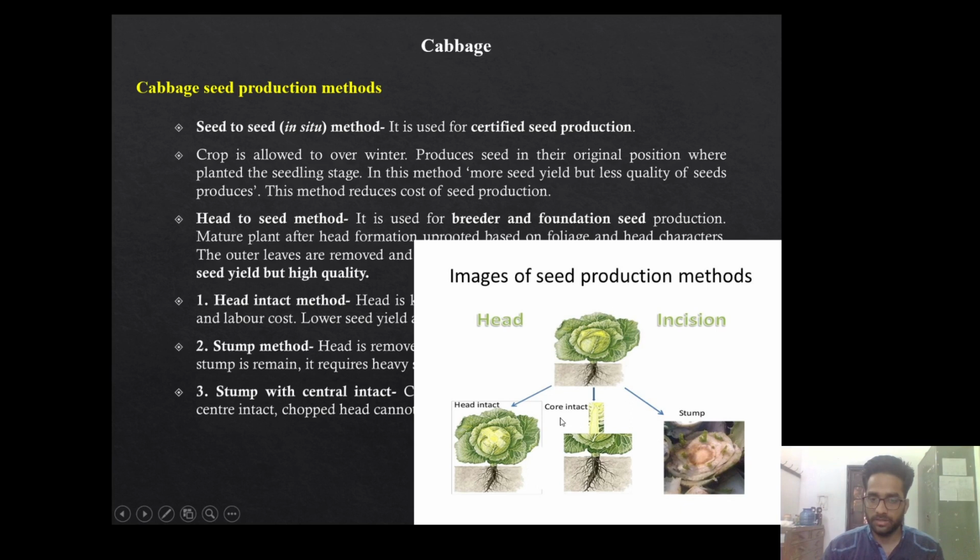The third method is stump with central core intact. In this case, the head is chopped from four sides and only the central core is kept. In this method, staking is not required and seed yield is also high.